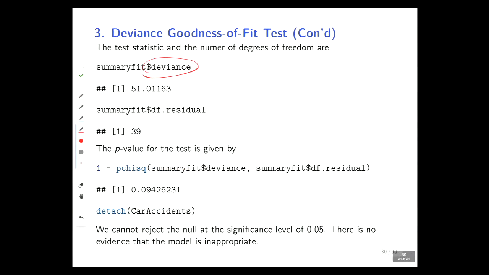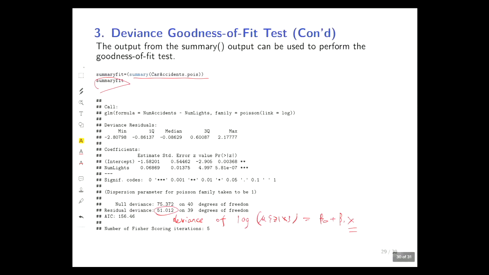Also you can use this degree of freedom to obtain the degree of freedom of this test, which is m minus k minus 1. Here, m equals 41, and k equals the number of variables, which is 1, and then we have 1. So 41 minus 1 minus 1 equals 39. And you can also find this 39 here. So this is the degree of freedom.